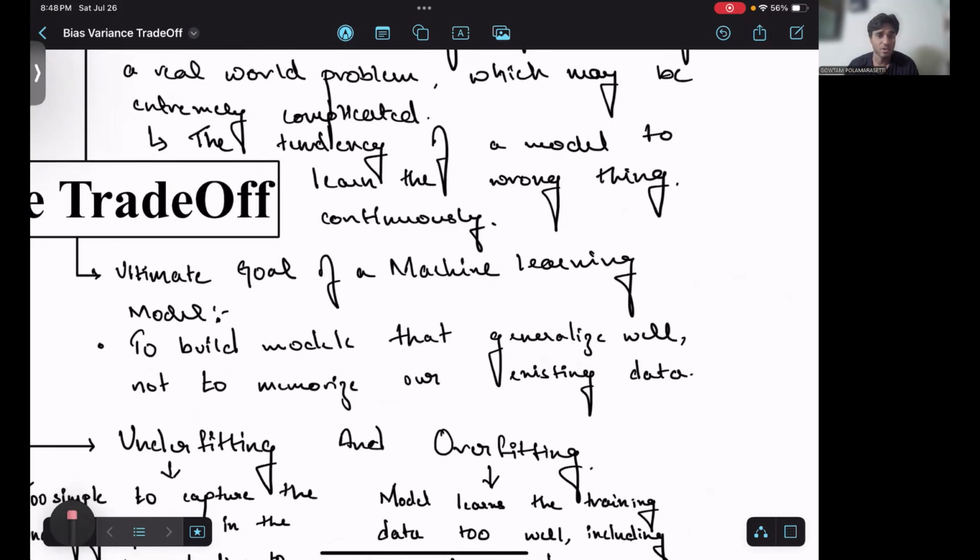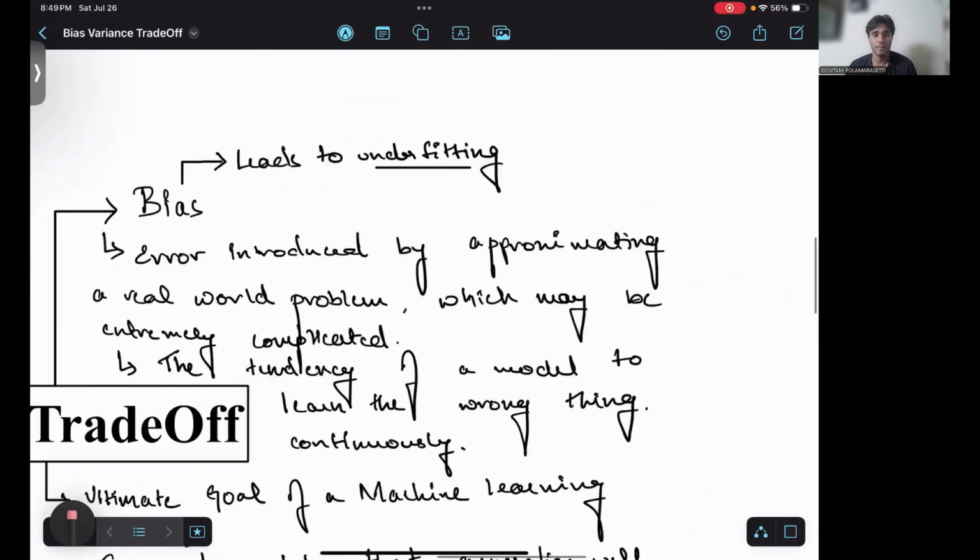Why is this so important? Because real world applications demand models that can handle novel situations, not just repeat what they have already seen. And this trade-off is the constant balancing act we face to achieve that. In today's video, we're going to deep dive into the bias-variance trade-off. You'll learn exactly what bias and variance mean, how they relate to underfitting and overfitting, and critically, how to observe and diagnose these issues. By the end, you'll be crystal clear on the theoretical basis of the bias-variance trade-off.